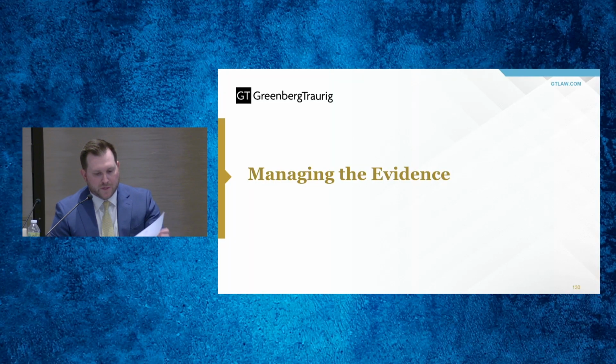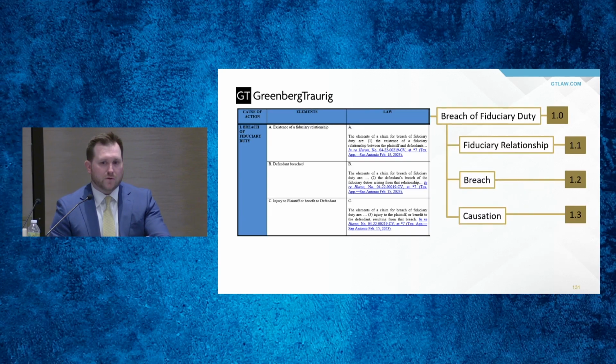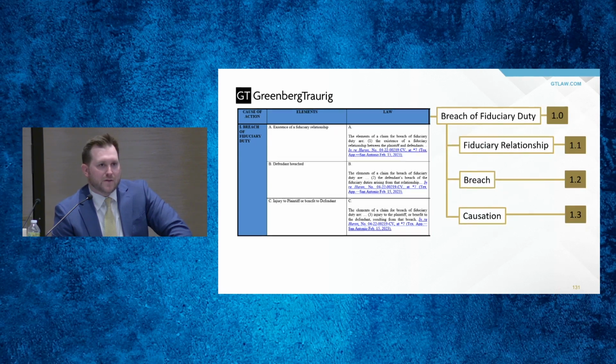Once we've got the elements, once we've got the law, then we want to start getting into the evidence. And this is where the process really starts coming together. And the first thing that we do with respect to the evidence is we create issue codes. And these are numbers that are tied directly to the causes of action and each of the elements, each of the sub-elements. If there's 10 factors that are considered, each of those are going to have their own specific number.